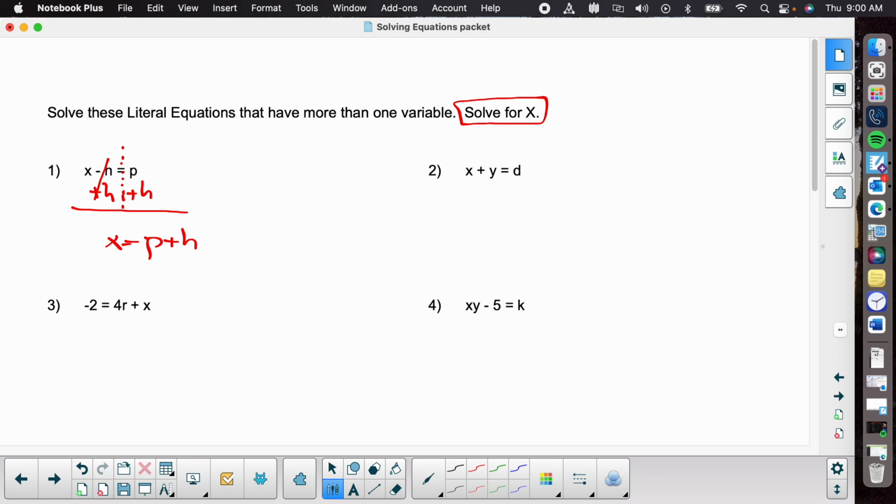This is the answer to the problem. As long as when you get to the end it says x equals, we're correct, we're good. Let's go harder. 25?